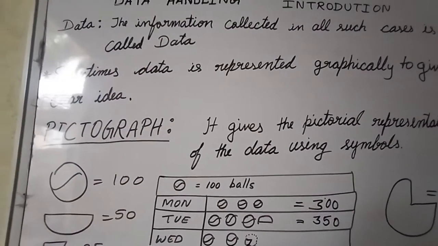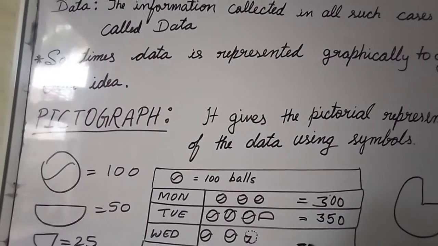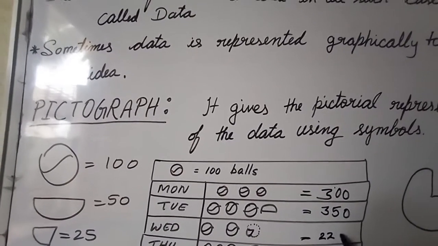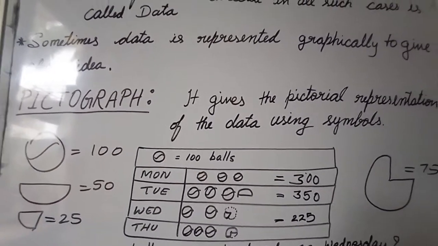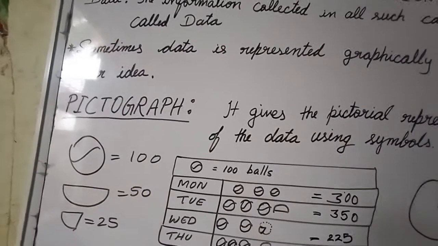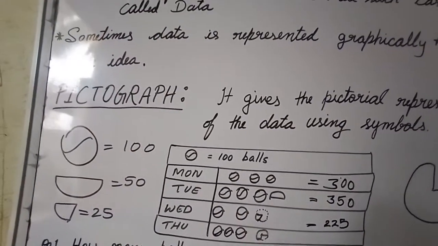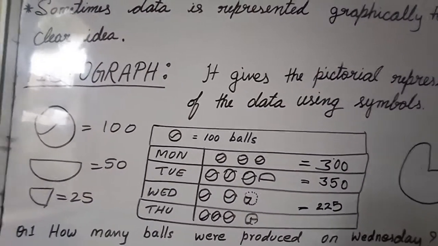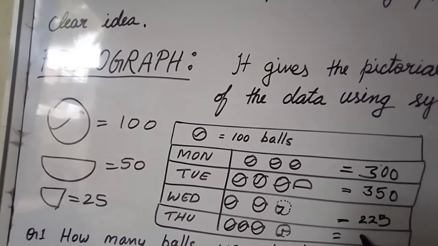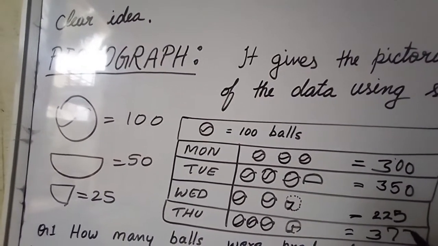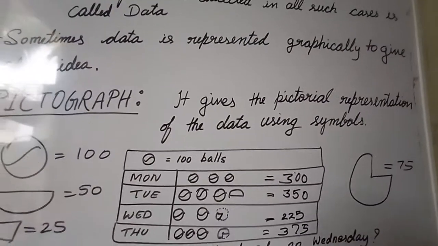Next, here 2 balls and a quarter part means 225. Here 3 balls and 3/4 part, it's showing that. So you can represent it as 375. It is a pictorial graph.